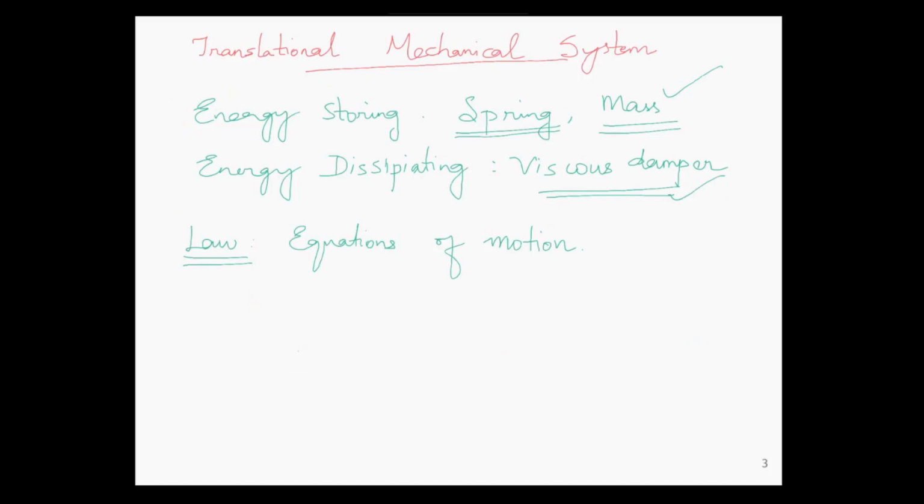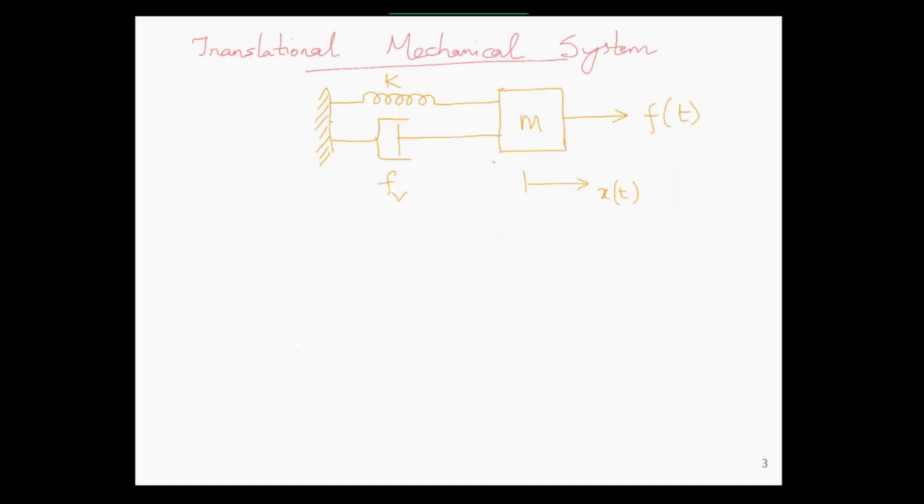We model the mechanical system by using the equations of motion law. Similar to how in electrical network, we used Kirchhoff's current law and Kirchhoff's voltage law, here we use equations of motion. We use Newton's law to write the differential equation of motion by summing the forces and setting the sum equal to 0. We will see a simple example here.